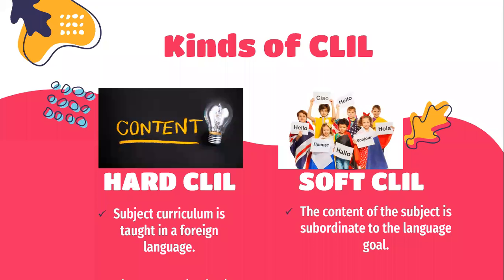There are two kinds of CLIL, the hard CLIL and the soft CLIL. The hard CLIL means that the subject is taught in a foreign language, and the main lesson objective is the content objective, not the language. In the soft CLIL, the content of the subject is subordinate to the language code. There is a higher emphasis put on learning the language.